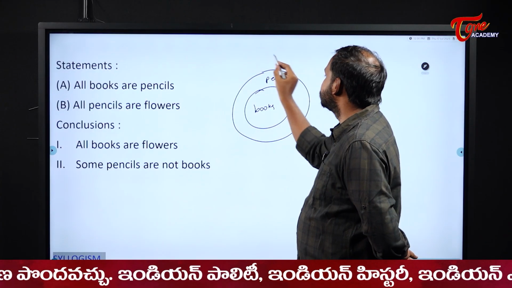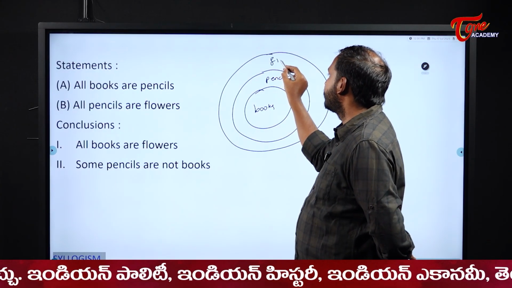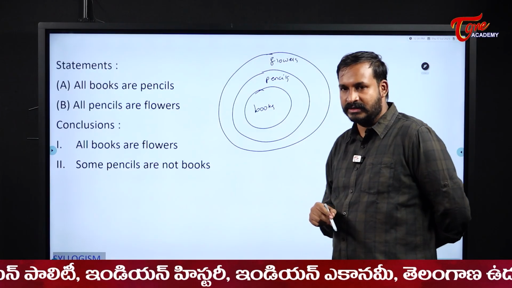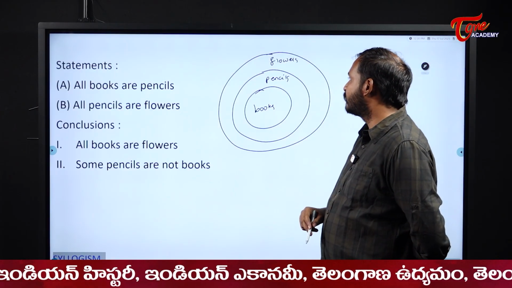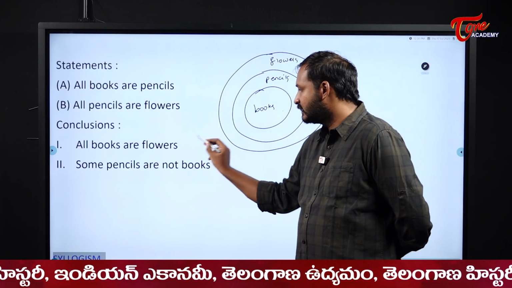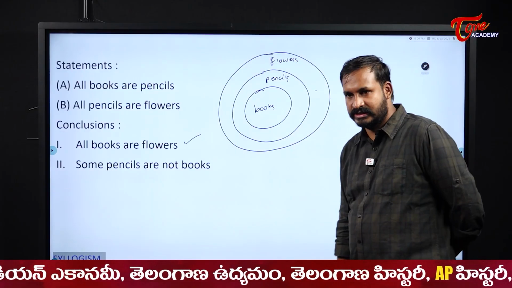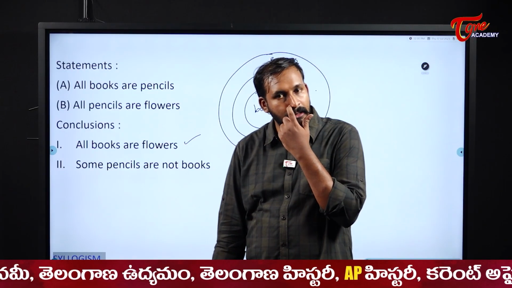Okay. All pencils are what? Flowers. Conclusions. All books are flowers. That is correct. Some pencils are not books.